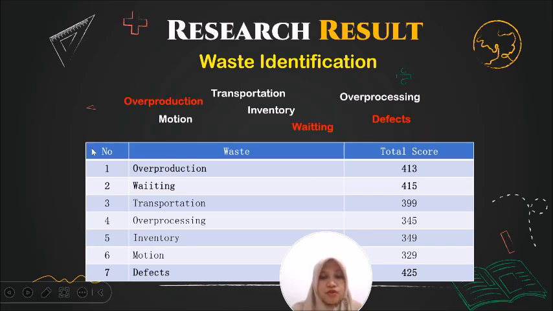But we tried to identify the critical waste. We spread a questionnaire to the students, and then the students gave scores for which waste is the most critical. There are three wastes that came out as critical: overproduction with a total score of 413, waiting with a total score of 415, and the last is waste defect with a total score of 425.